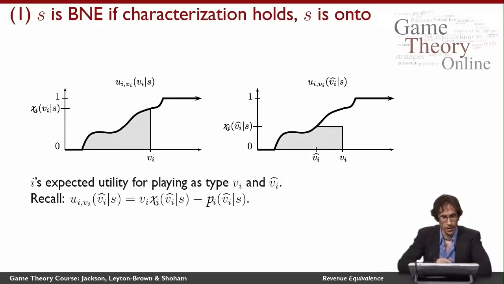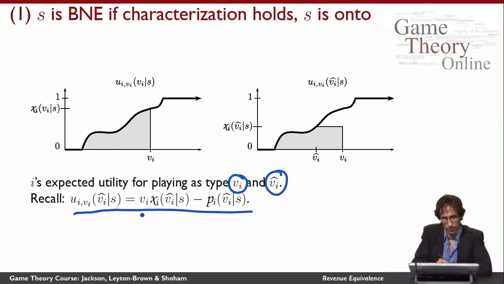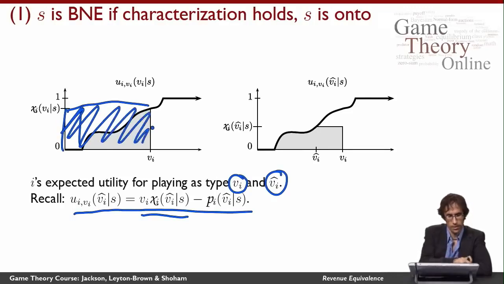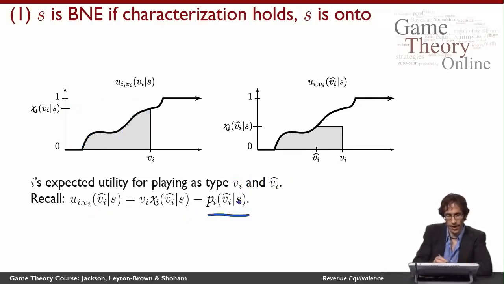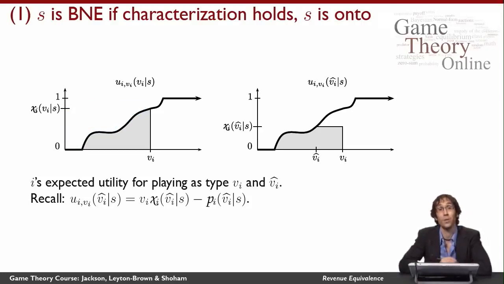OK, so then I can put those two things together and figure out what the agent's expected utility is for playing as though his type was vi and playing as though his type was vi hat, given that in fact his type really is vi. Remember that the expression for this expected utility is simply the value for consuming the good, which, as we saw before, is the rectangle, minus the payment identity, which, as we saw before, is the part of the rectangle that lives above the line. And so this difference then is the area that lies below the line. So that's the amount of utility that the agent would get.